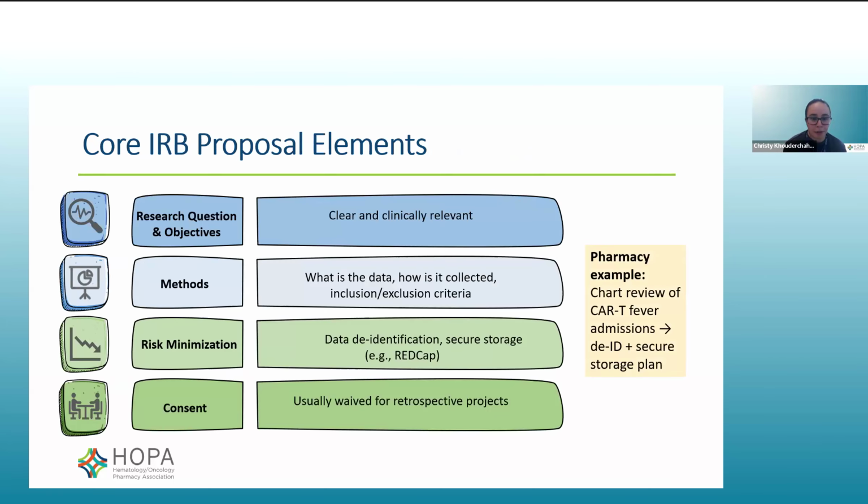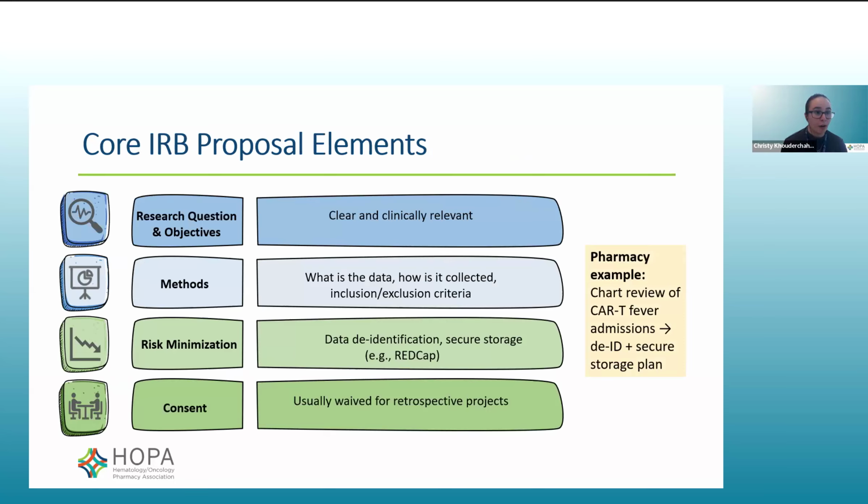So, core IRB proposal elements. We hit on a little bit of these, but to be a little more explicit: the research question, like we mentioned, is extremely valuable. Take a lot of time to think about what your research question is going to be, because that really helps you flesh out the rest of your proposal.